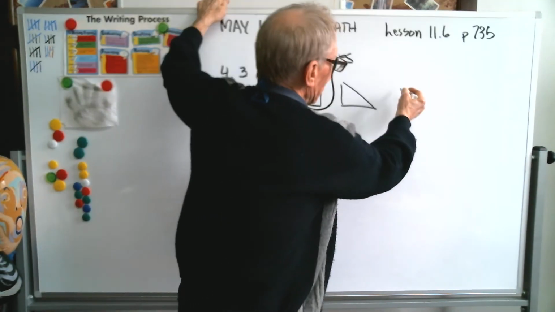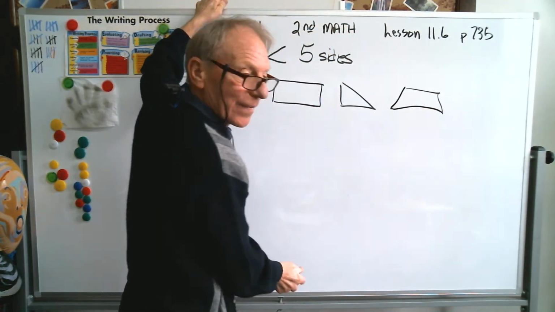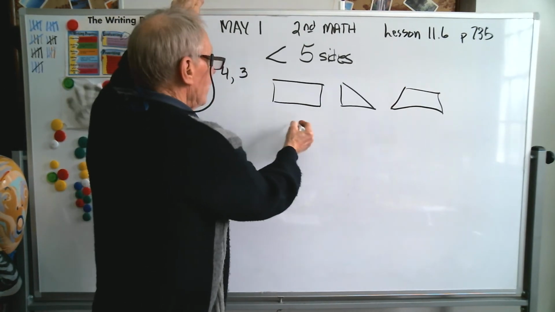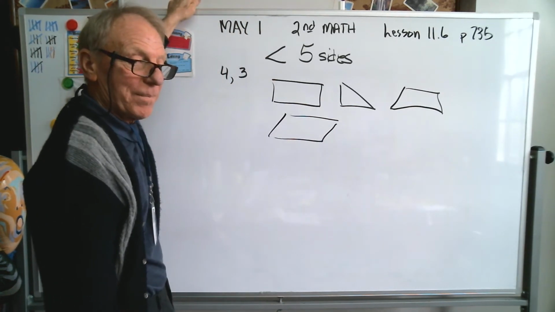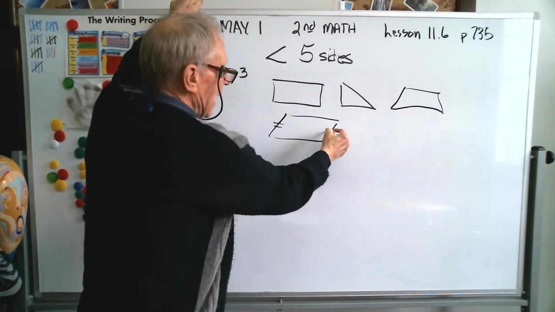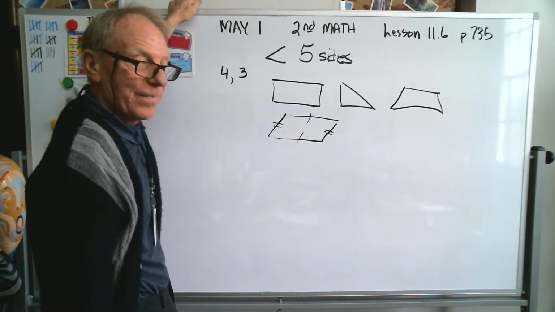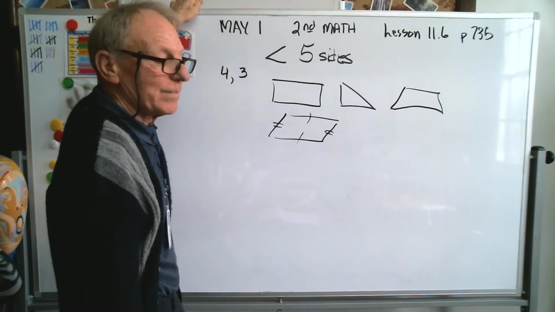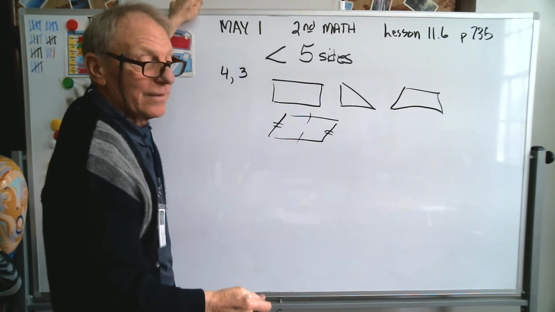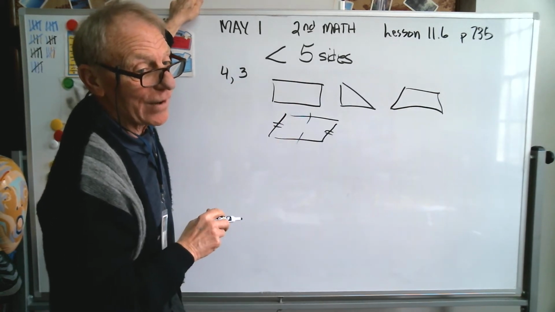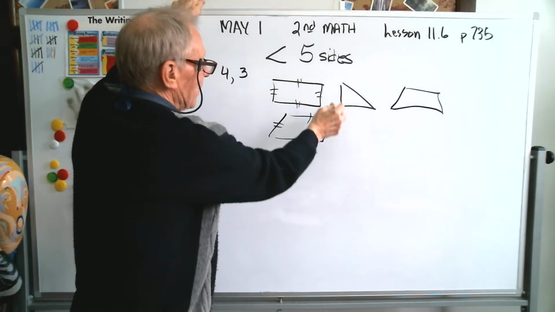We could either use a trapezoid, or we could use also a parallelogram. See, a parallelogram, this side is parallel to that side, and this side is parallel to that side. That's why it's called a parallelogram. The sides are parallel. By the way, a rectangle is also a parallelogram, because these 2 sides are parallel and these 2 sides are parallel.